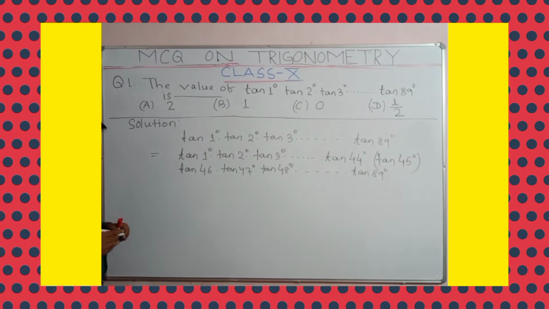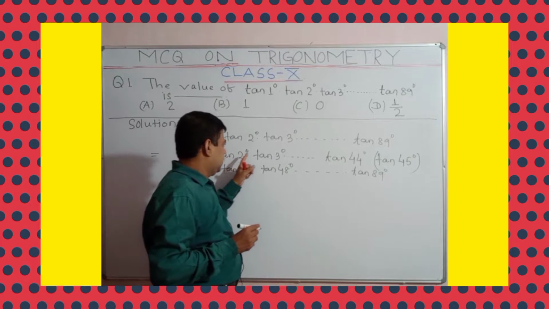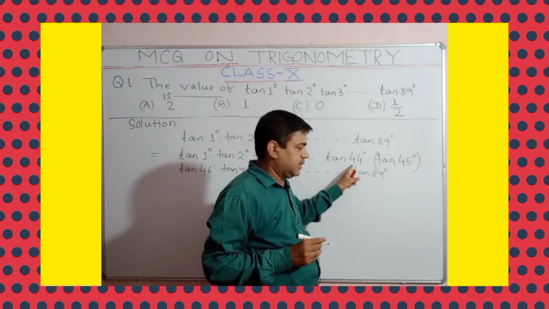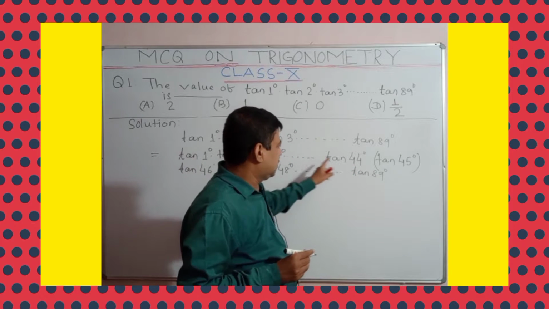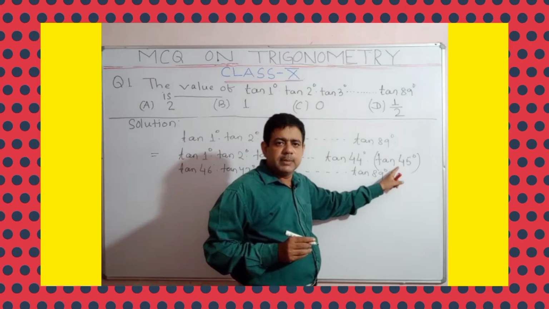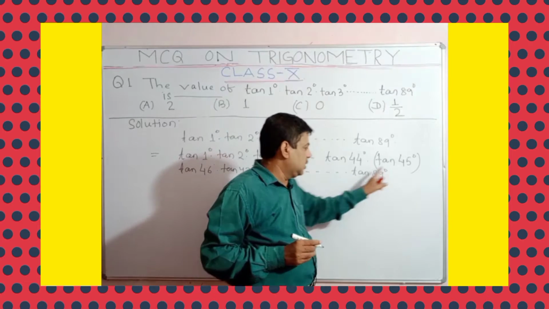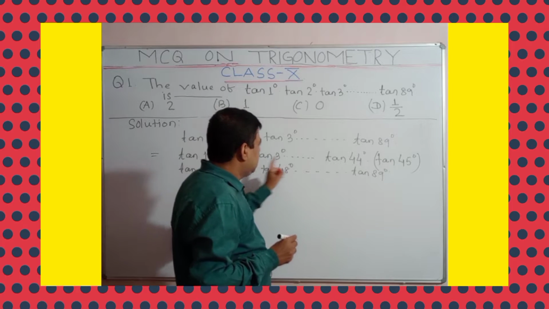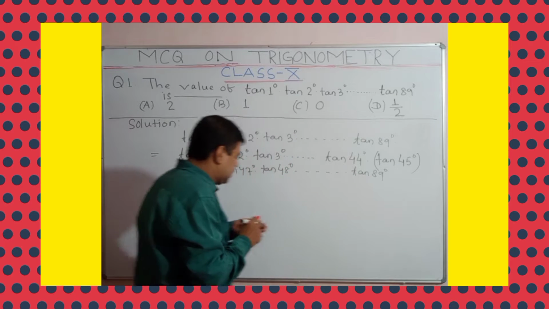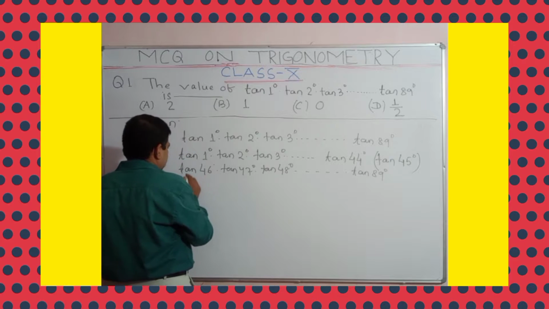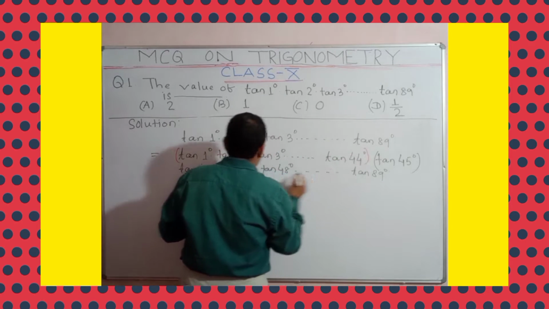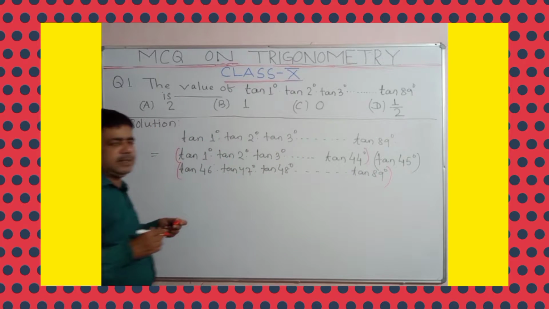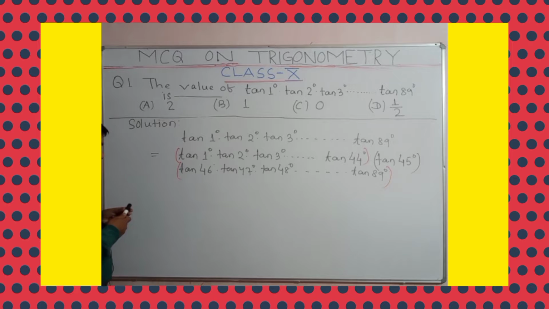Can you write? You see, tan 1 degree, tan 2 degree, tan 3 degree up to tan 44 degree. How many times here? 44 times. And after 44 times, this is tan 45 degree. Again, after tan 45 degree, tan 46 degree into tan 47 degree up to tan 89 degree. It is how many times? It is also 44 times. Yes or no?